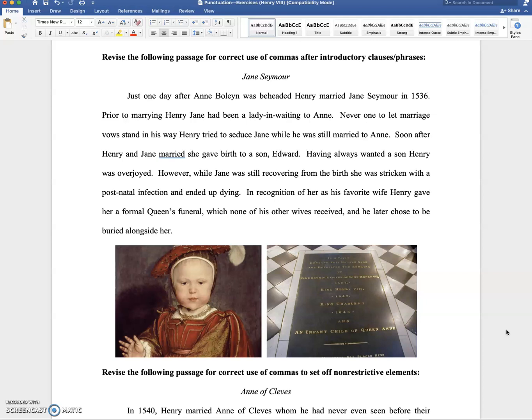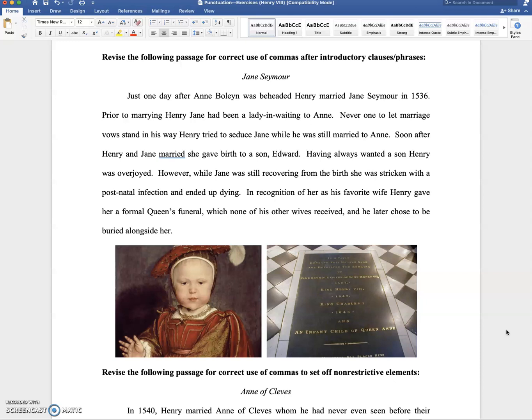And so an introductory element could be an introductory phrase, like a prepositional phrase. It could be an introductory clause, a subordinate or a dependent clause that begins a sentence, or just a transitional word or phrase. So the comma here is designed to show you where the introductory stuff stops and where the main or independent clause begins. So it helps you read it, lets you know, okay, we're done with intro, now the independent clause is beginning.